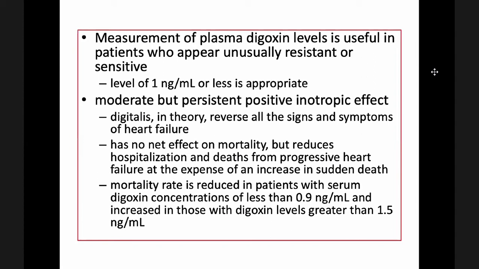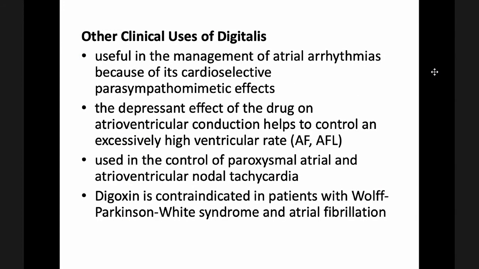It has a moderate but persistent positive inotropic effect. So digitalis, in theory, will reverse the signs and symptoms of heart failure, but it has no effect on mortality. It may reduce hospitalization and deaths from progressive heart failure at the expense of an increase in sudden death. So the mortality is reduced in patients with serum digoxin concentrations of less than 0.9 nanograms per ml and increased in those with digoxin levels greater than 1.5 nanograms per ml. So the other clinical uses of digitalis include management of atrial arrhythmias because of its cardioselective and parasympathomimetic effects.